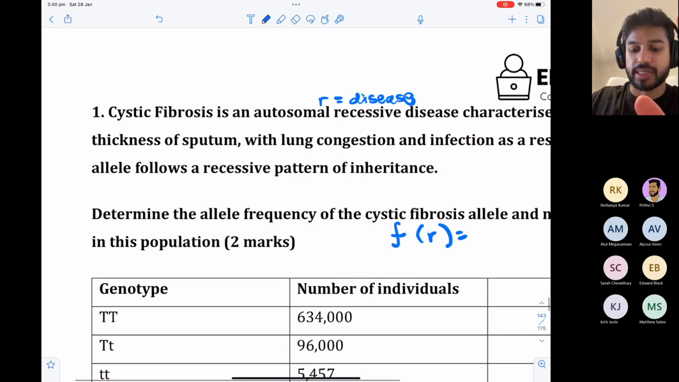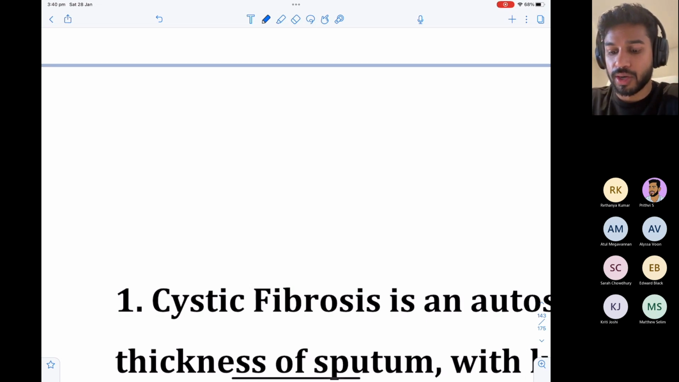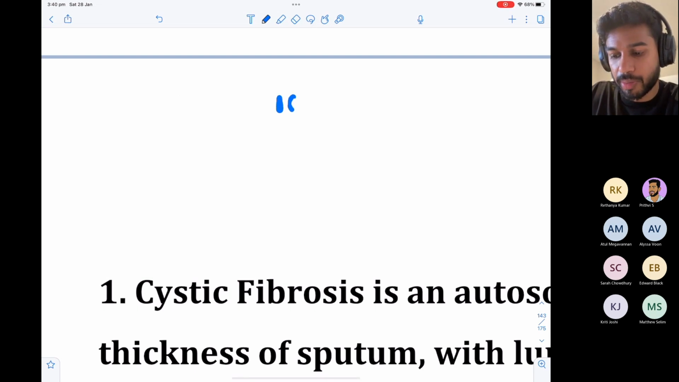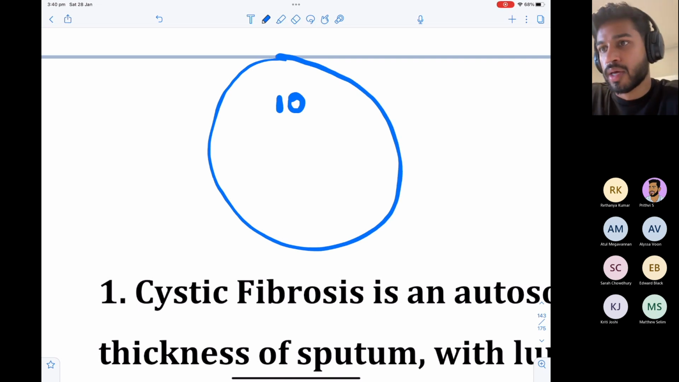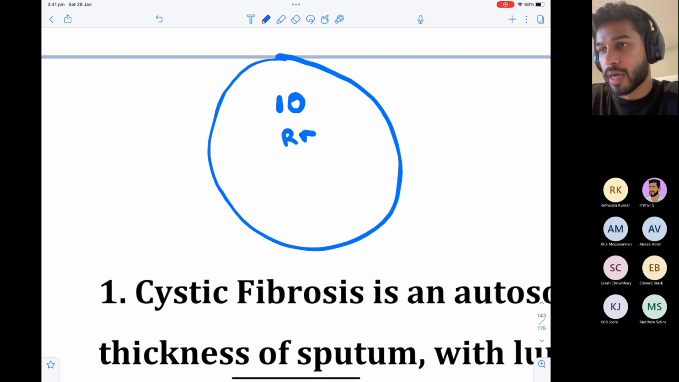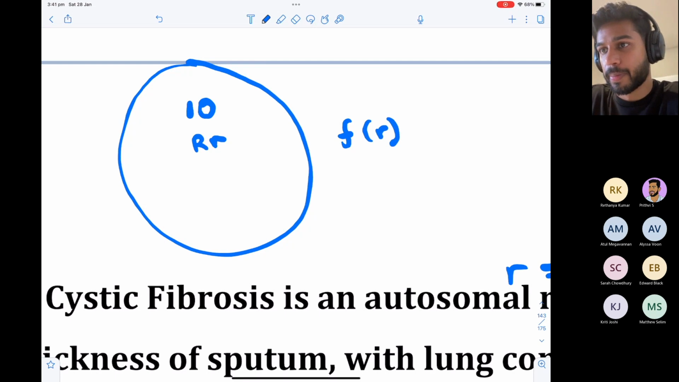Now, let's quickly digress to a simpler example question before I take you to this question. Imagine there are 10 people in a population, and let's say they all have this heterozygous genotype. If I was asked to calculate the allele frequency of the recessive allele, this is what I would do.